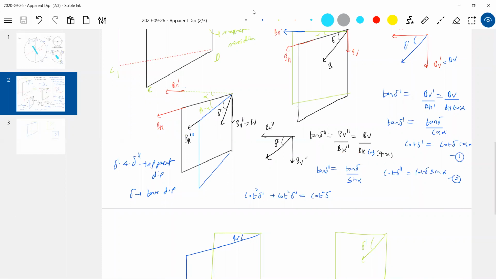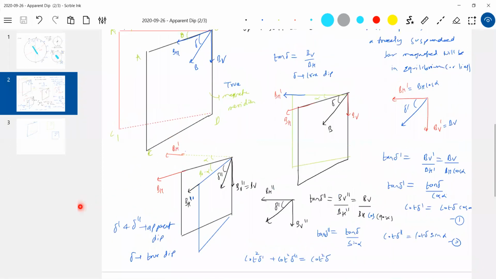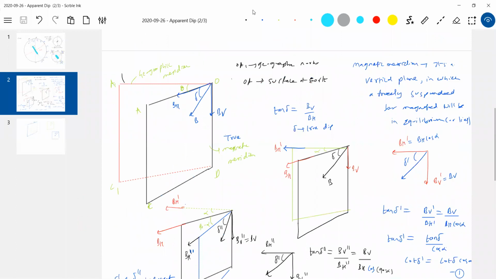Fine. And now, can we measure the declination also with the apparent dip? Because that is also a big headache. What is the declination? The angle made by the magnetic meridian with the geographic meridian. This is called declination. What is OA1? OA1 is geographic north.